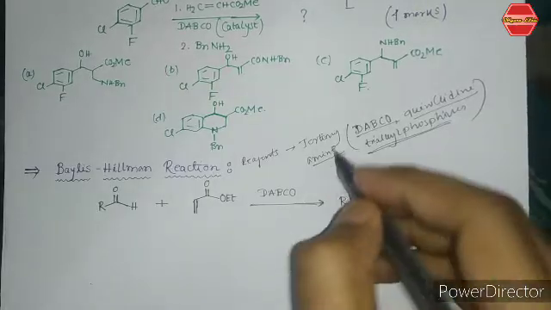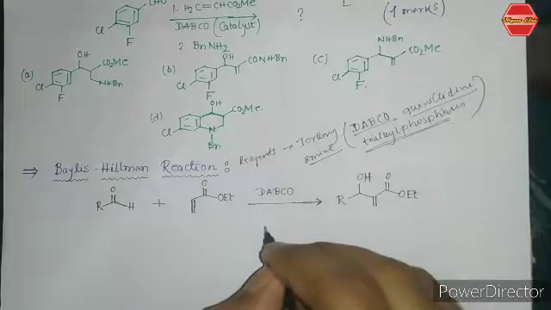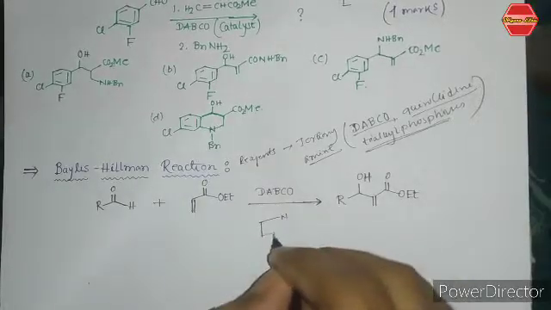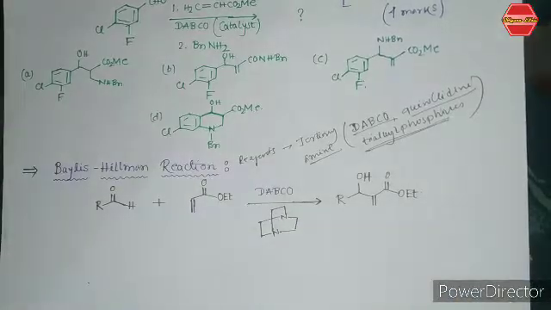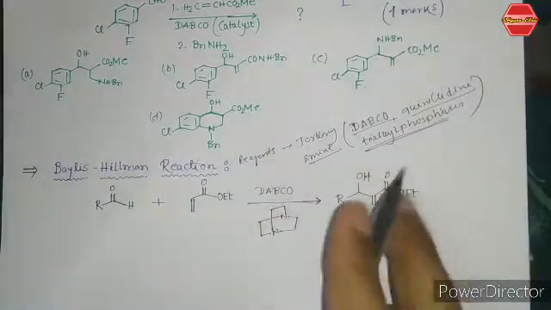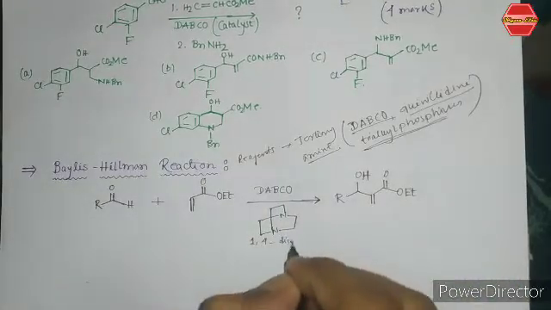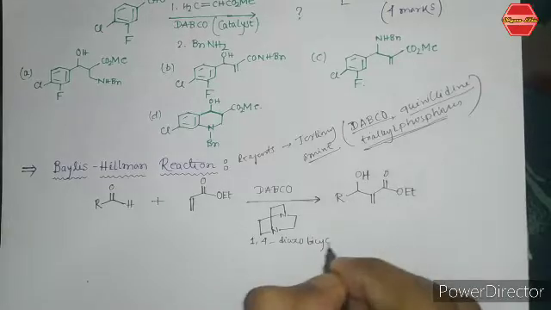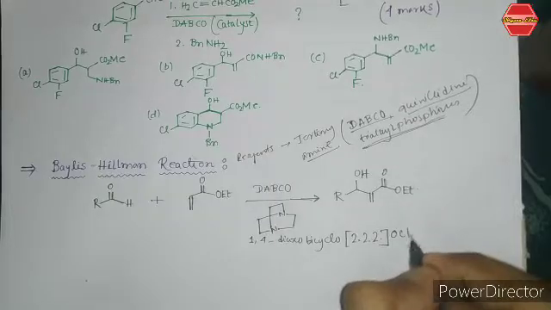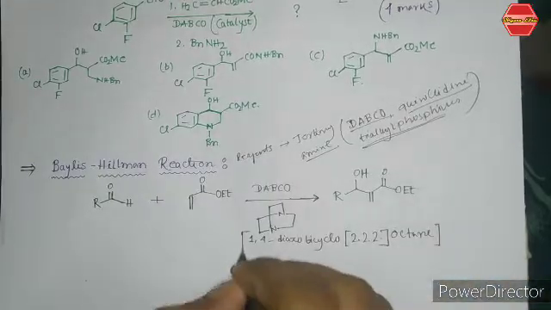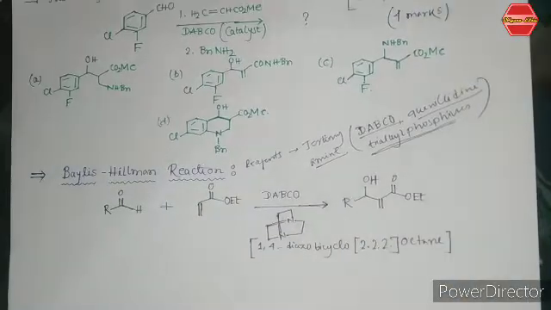Now see, what is the name of DABCO and what is its structure? The structure is this. Now this is the structure of DABCO. What is the full form of DABCO? The full form of DABCO is 1,4-diazabicyclo[2.2.2]octane. I think you may know the naming of this compound.